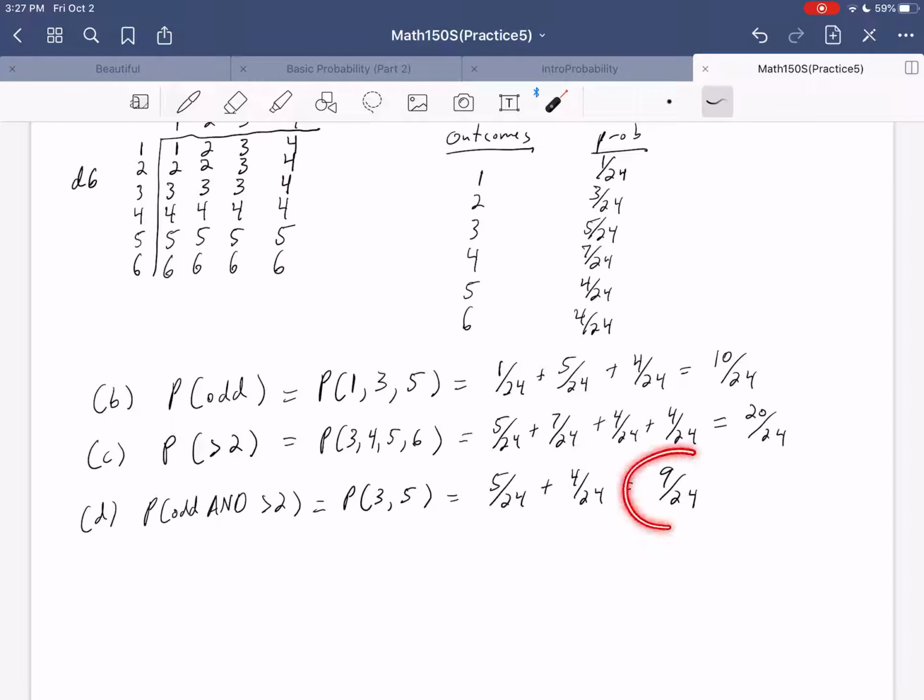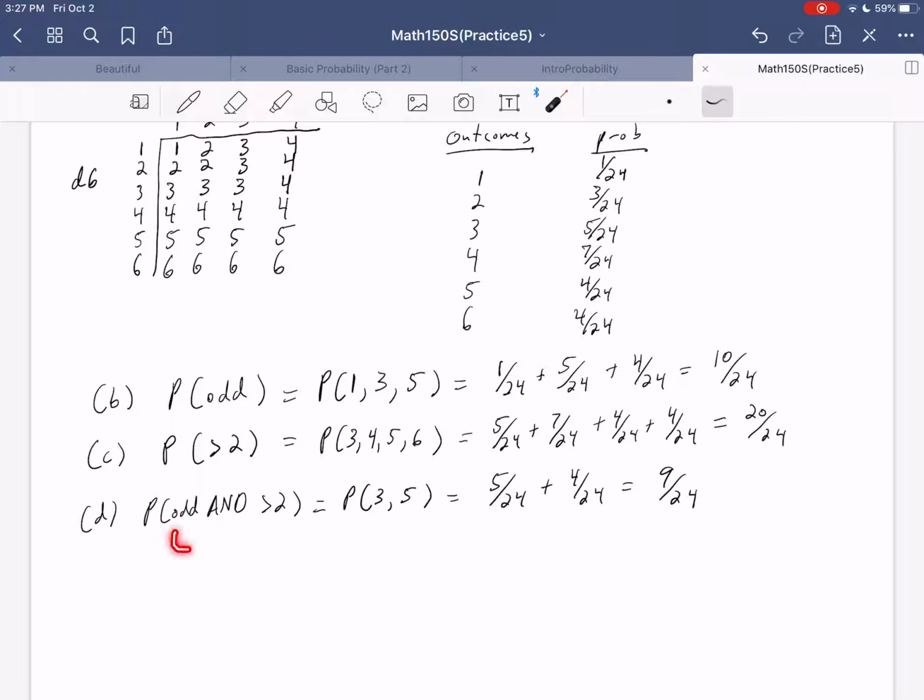Notice that this probability has to be smaller than these guys here, because for this to happen, you have to achieve both of these things, which should be harder to do, which means that the probability should be lower. Remember, a lower probability indicates that the event is less likely to happen.